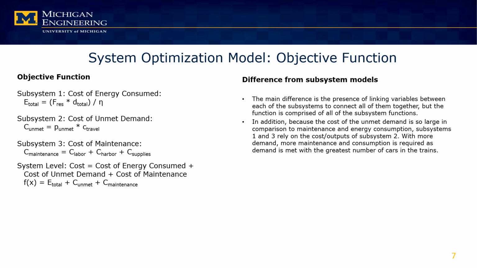The differences that we see in the system level optimization compared to each subsystem level optimization is the presence of linking variables that couple all of the system's optimizations, and due to the comparably large cost of the unmet demand from subsystem 2, the outputs of subsystems 1 and 3 are heavily affected by subsystem 2.